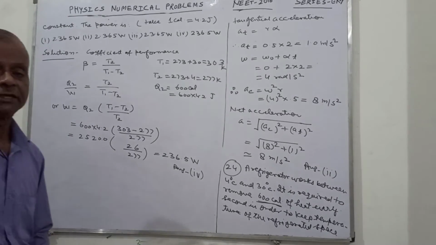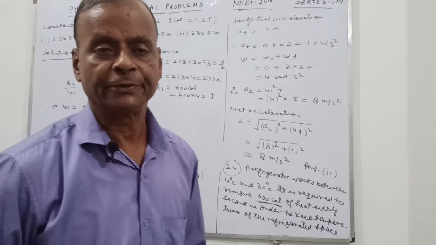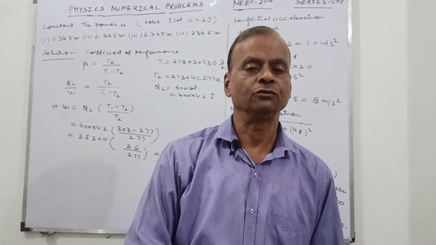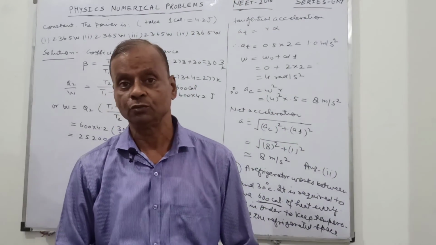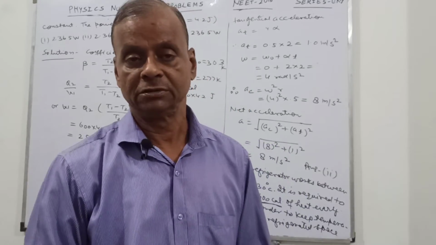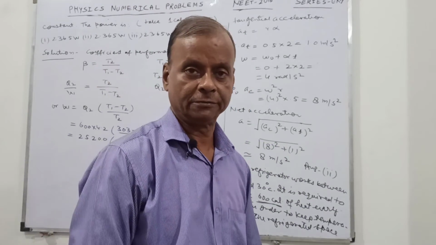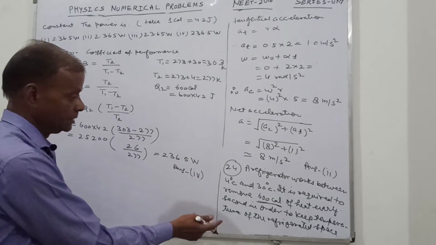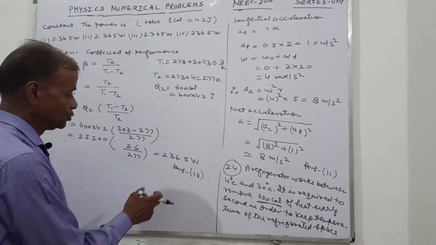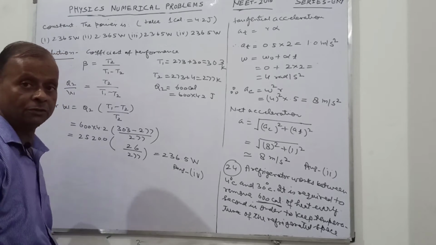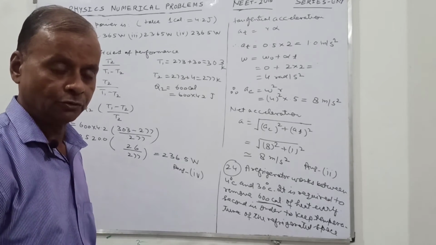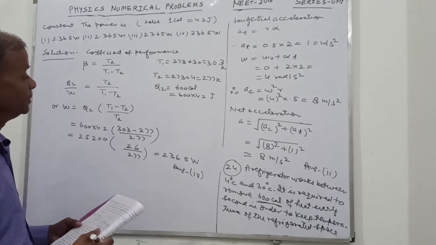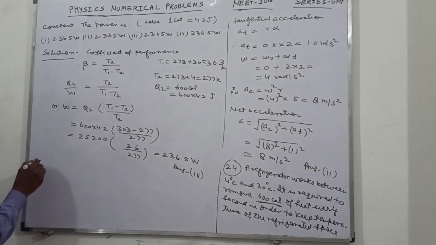So this is the direct application of the coefficient of performance of the refrigerator. You are given the T1, T2, and you are given the Q2. Then you have to find the work that is required. That will give you the power, because the heat is given per second. So this W is joule per second, and joule per second is watt. This is question number 24. Now question number 25.